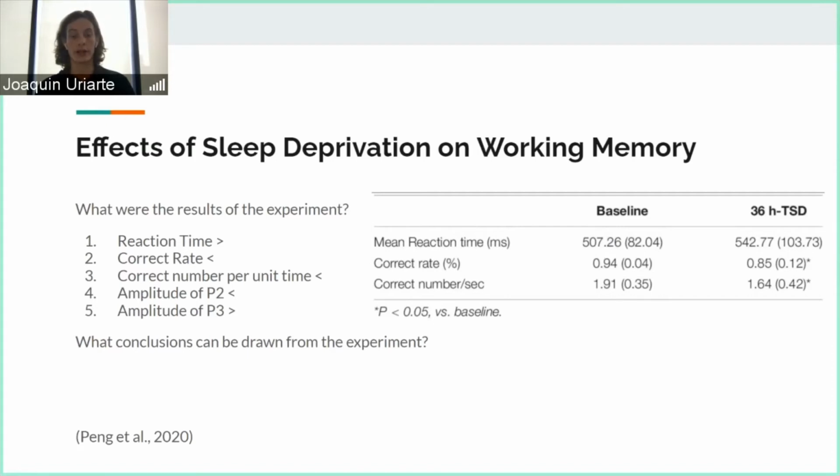As for the behavioral data, it can be concluded that there exists a positive correlation between total sleep deprivation and mean reaction time of the cognitive tasks, and a negative correlation between total sleep deprivation and the accuracy of these same cognitive tasks.